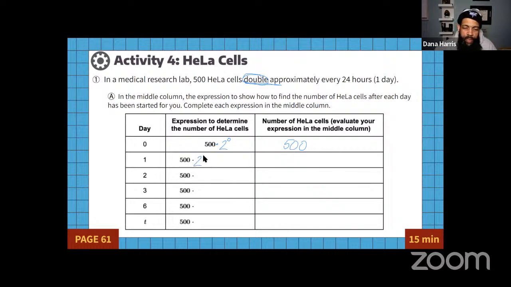Okay, after the first hour, I have 2 to the 1 power. Well, 2 to the 1 power is 2, so 500 times 2 is 1,000.